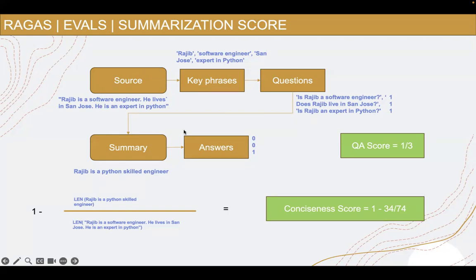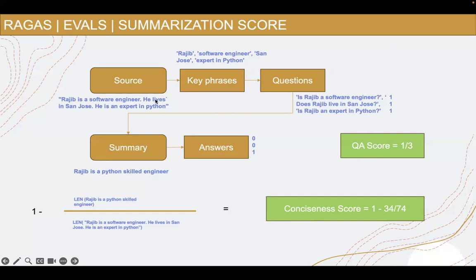Now the summarization metric in Ragas calculates two scores. One is called the QS score. The other one is called the conciseness score. And then the final score is an average of these two scores. We'll first see how the QS score is calculated.